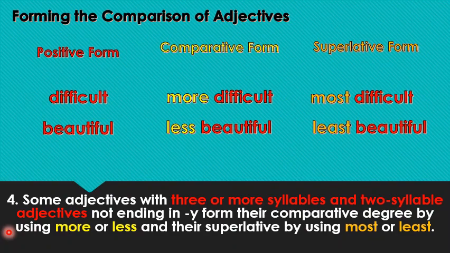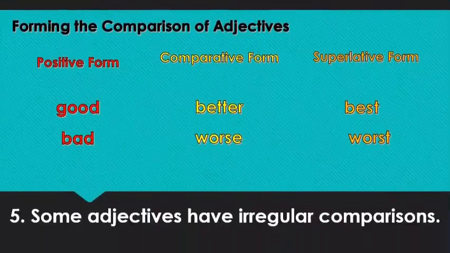Number 4. Some adjectives with 3 or more syllables and 2-syllable adjectives not ending in y form their comparative degree by using more or less, and their superlative by using most or least.